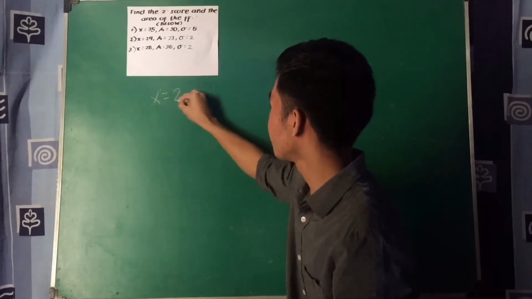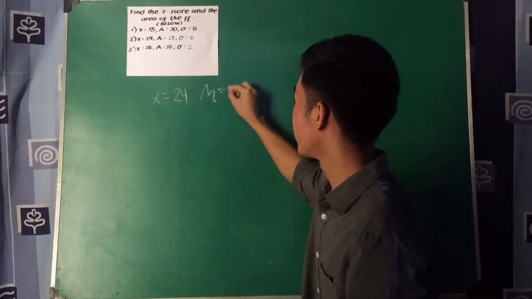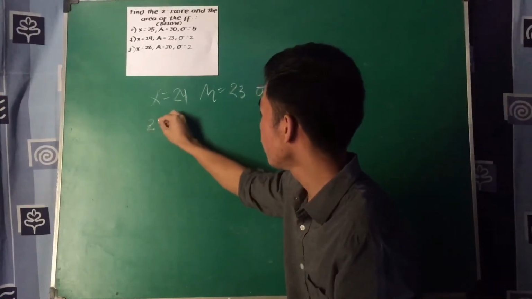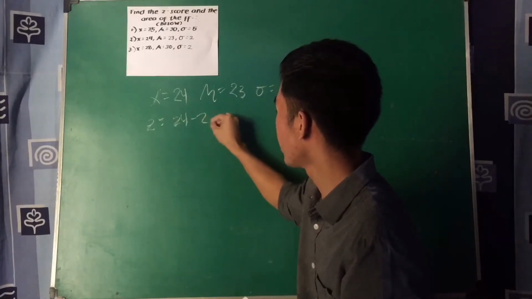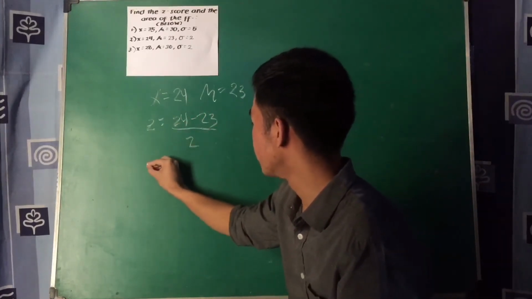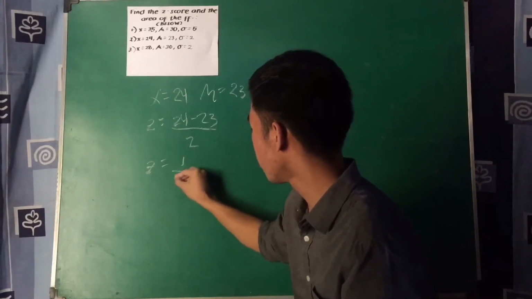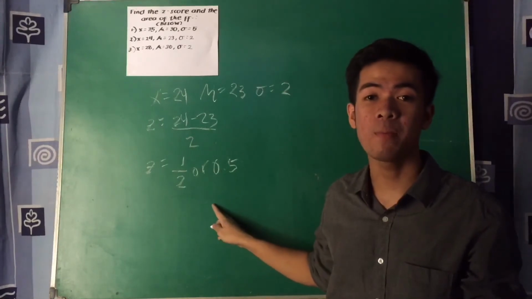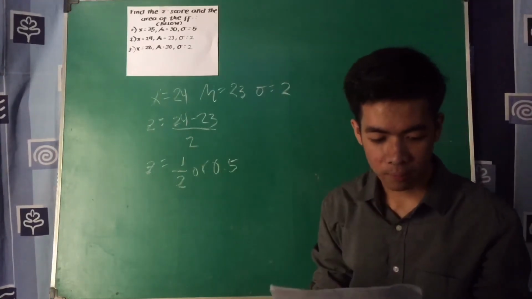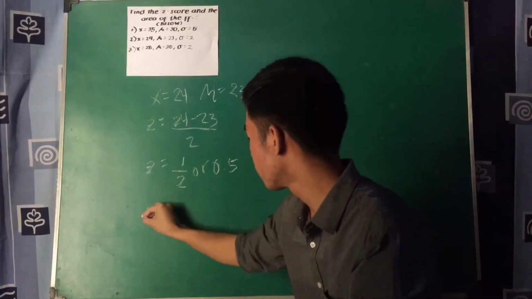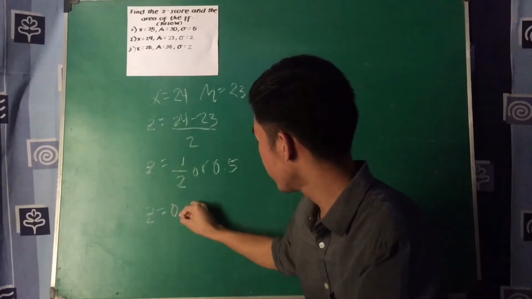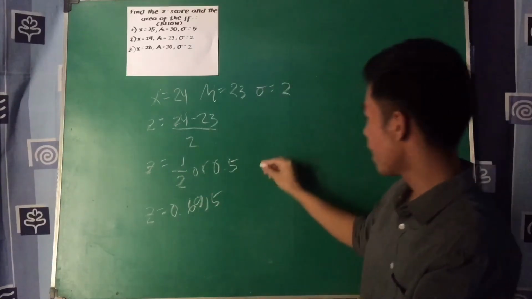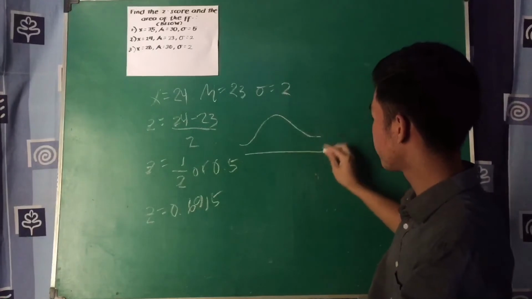X is equal to 24. Mean is equal to 23. And the standard deviation is equal to 2. So Z is equal to 24 minus 23 over 2. Z is equal to 1 over 2 or 0.5. Again, you have to locate the equivalent value of 0.5 on our Z table. So 0.5 is equal to 0.6915. Draw a normal curve.